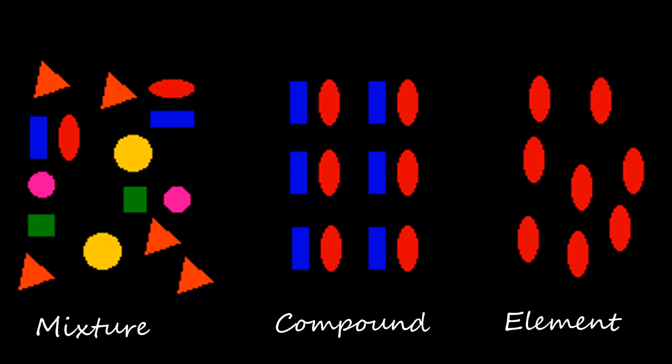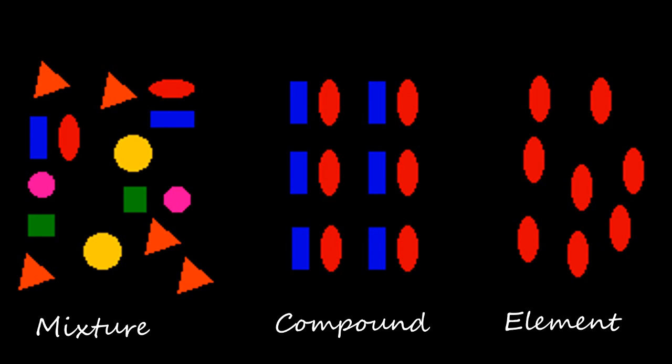Elements consist of one type of atom only, for example the element copper. Compounds are substances that are made of two or more different elements chemically bonded together. It is very difficult to separate the two original elements again. The properties of a compound are totally different from the properties of the original elements.